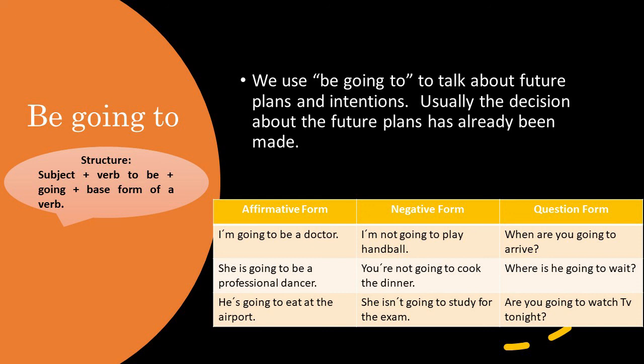For example, we have, when are you going to arrive, where is he going to wait, or are you going to watch TV tonight, right? So we have some examples here of how you can use be going to, right?